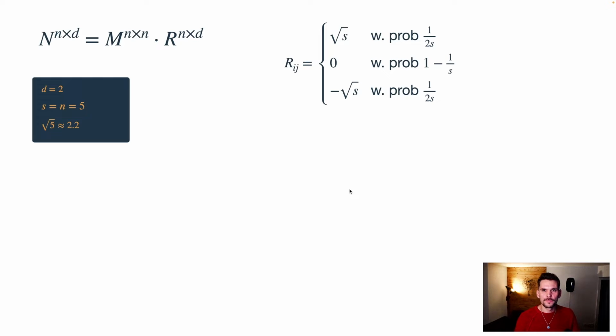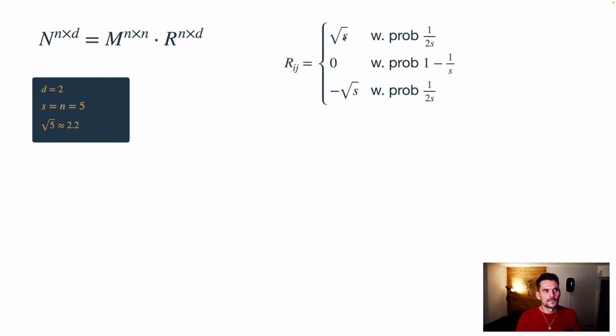The authors make use of an axiom saying that the pairwise distances in our dimensionality reduced matrix stay intact if we sample the random projections from a zero mean distribution. So we can construct a random projection matrix, which we're going to call R, of n cross d dimensions by sampling a distribution which is depicted here.